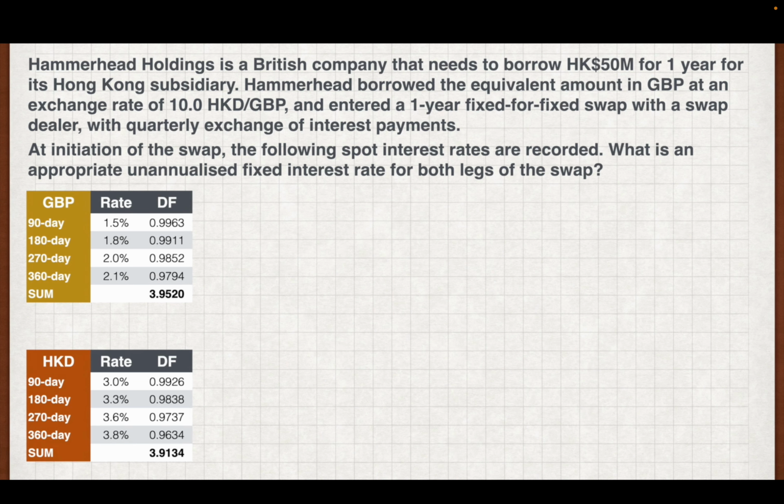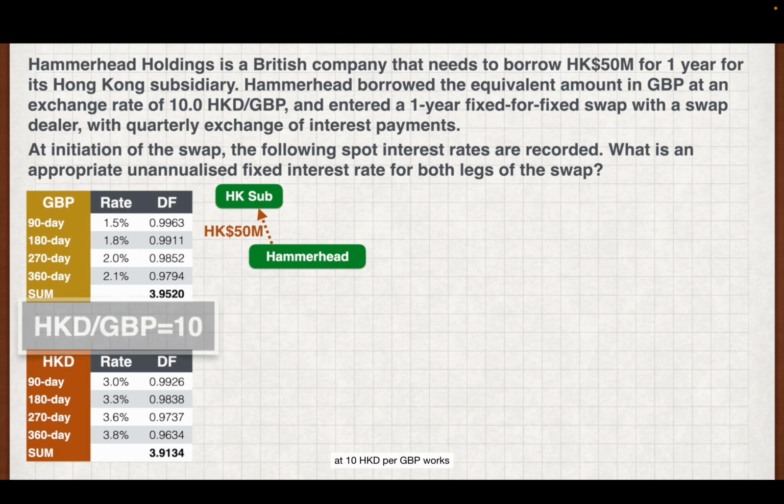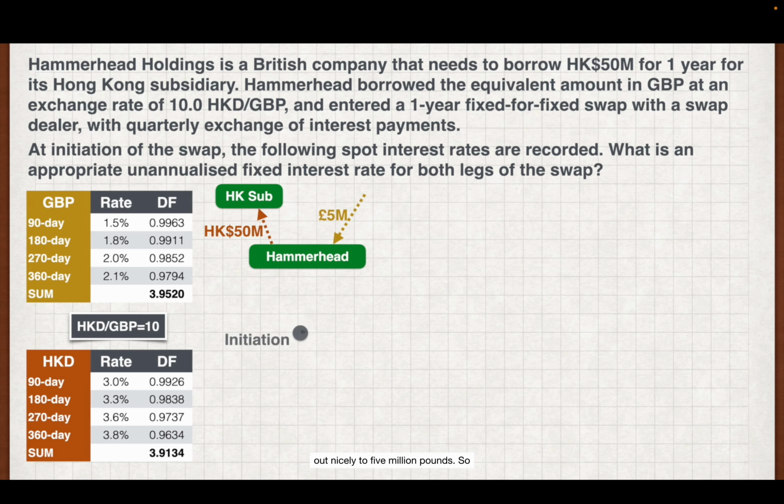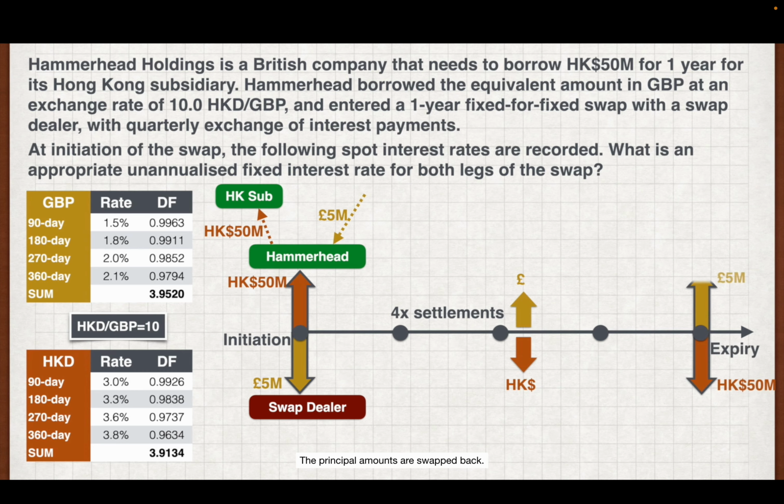And we're back. Before we get into the calculations, it may be beneficial to illustrate the relationships and cash flows. Hammerhead Holdings needs to borrow 50 million Hong Kong dollars for its Hong Kong subsidiary, which at 10 HKD per GBP works out nicely to £5 million. So the company borrows £5 million and swaps this for 50 million HKD at the initiation of the swap, and the money goes to its subsidiary. For the 4 settlements during the year, Hammerhead receives interest in GBP and the swap dealer receives interest in HKD. At expiry, the principal amounts are swapped back.